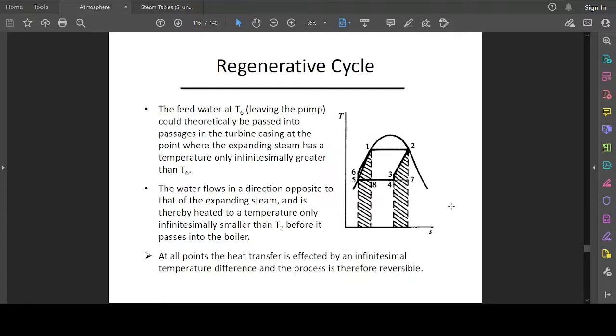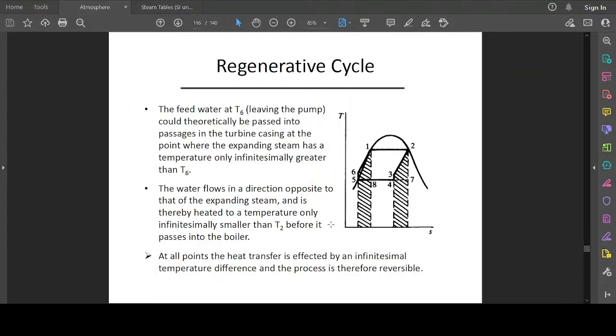So the feed water at stage C, leaving the pump, could theoretically be passed into passages of the turbine casing at the point where the expanding steam has a temperature only infinitesimally greater than the temperature at 6, and the water flows in a direction opposite to that of the expanding steam, and is thereby heated to a temperature only infinitesimally smaller than the temperature at stage 2 before it passes into the boiler. I've already explained that in the previous slide, and you can see the diagram with the heat exchangers attached to the turbine.